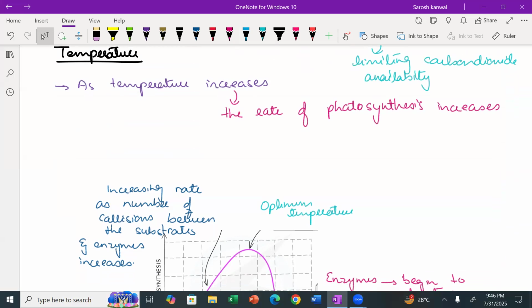Ma'am, I don't understand this statement in dark.